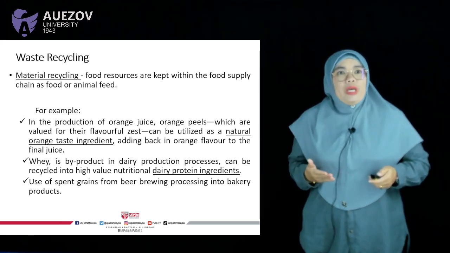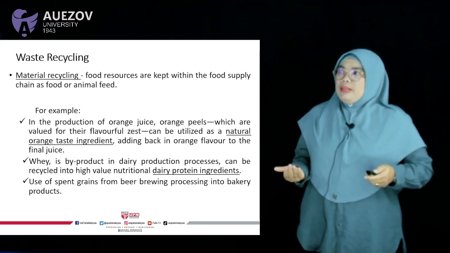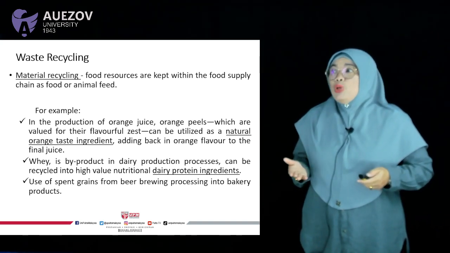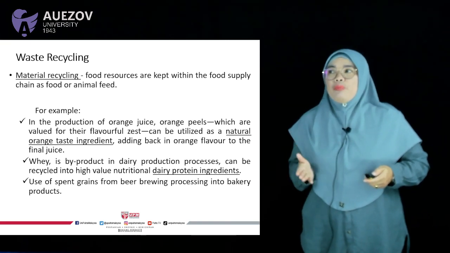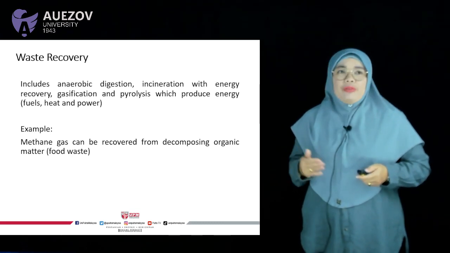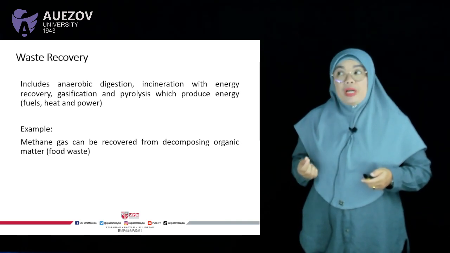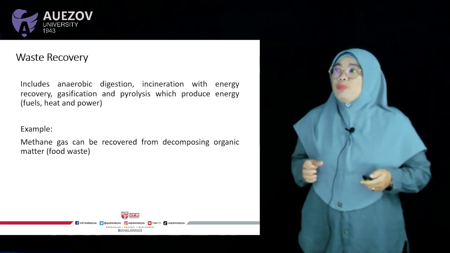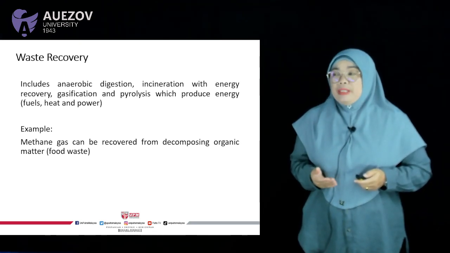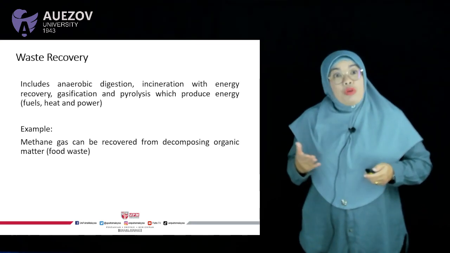The second one is whey. It's a byproduct from dairy production processes. It can also be recycled into a high value nutritional dairy protein ingredient. The third one is the use of spent grain from beer brewing processing in bakery products. Right, for waste recovery, these include anaerobic digestion, incineration with energy recovery, gasification and pyrolysis, where we produce energy, for example, fuel, heat and power. The example is methane gas. Methane gas can be recovered from decomposing organic matter from food waste.